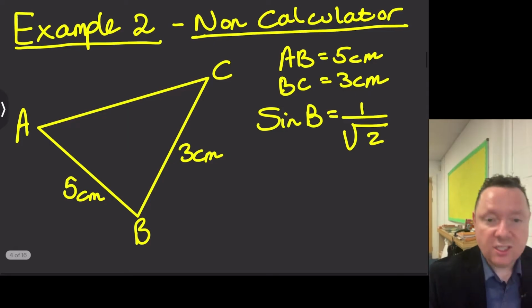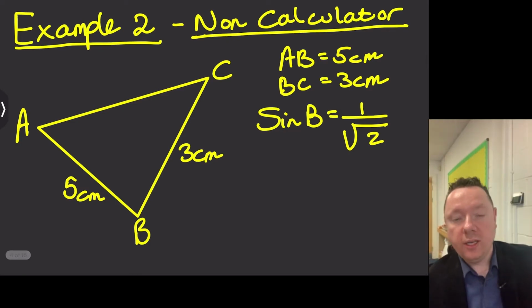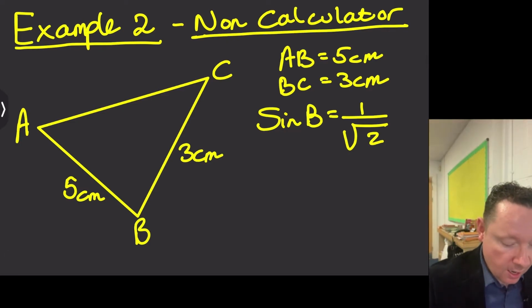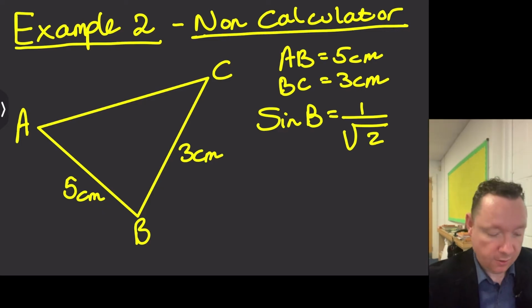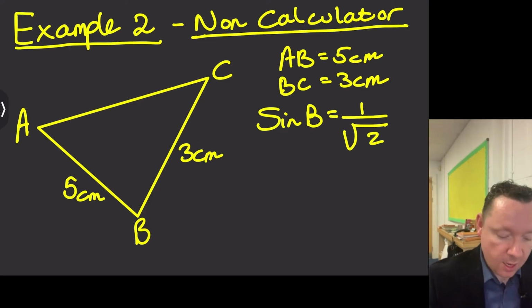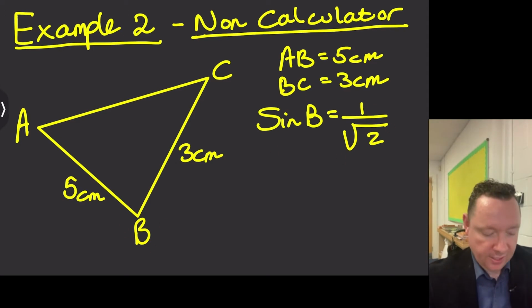And we're done there. Let's look at the same thing, but this time non-calculator. It says AB is 5, as shown in the diagram, and BC is 3, shown in the diagram. But this time it says sine of B, which is this one here, is 1 over root 2. Notice it doesn't say B is an angle, it says the sine of B is given.